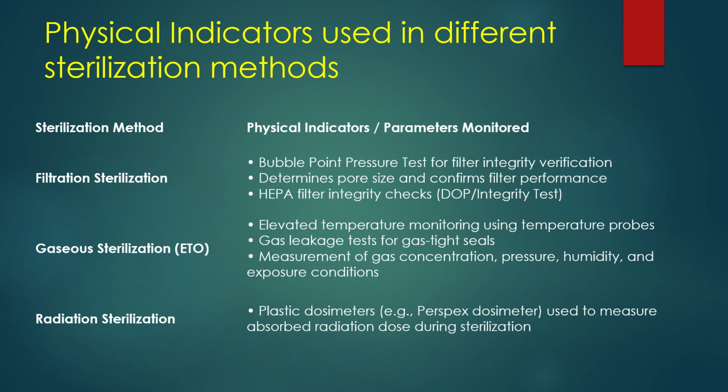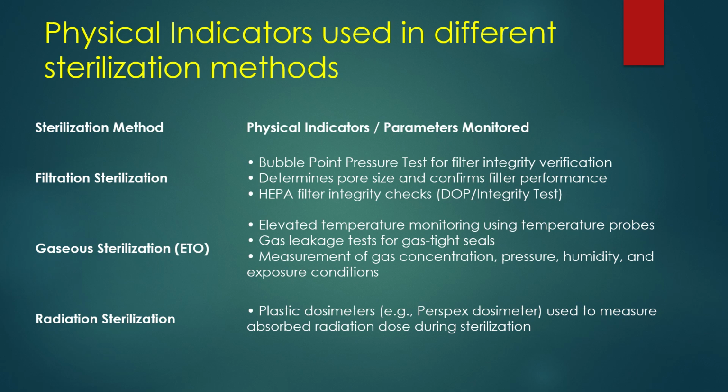In filtration sterilization, physical indicators include bubble point pressure test for filter integrity verification, determination of pore size and filter performance, and HEPA filter integrity testing like DOP or integrity test to ensure effective sterilization.